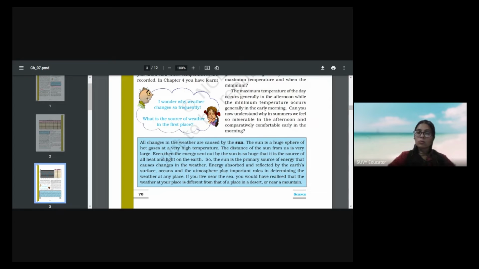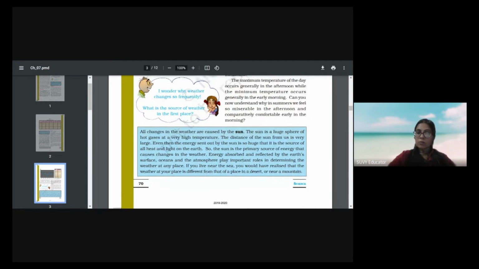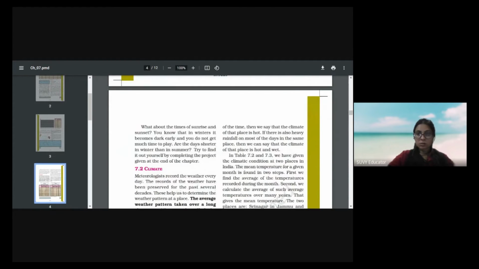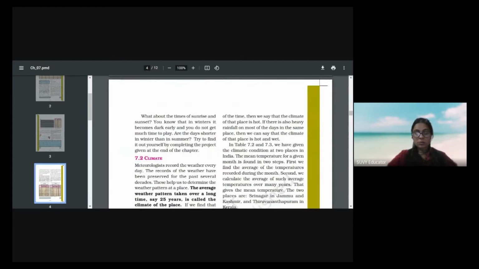If you live near the sea, you would have realized that the weather at your place is different from that of a place in the desert. The people living in the sea region will face different weather than the people living in the desert region. So weather varies from place to place, and the factors on which weather depends are the earth surface, oceans and the atmosphere.